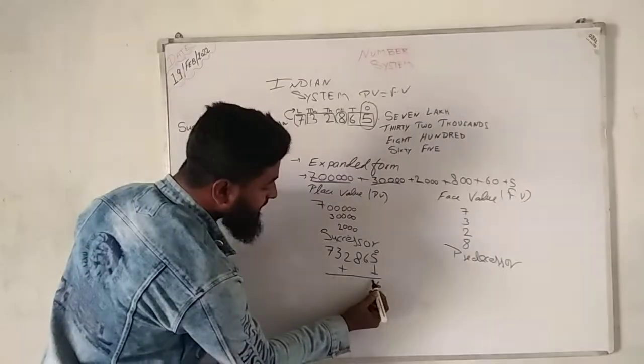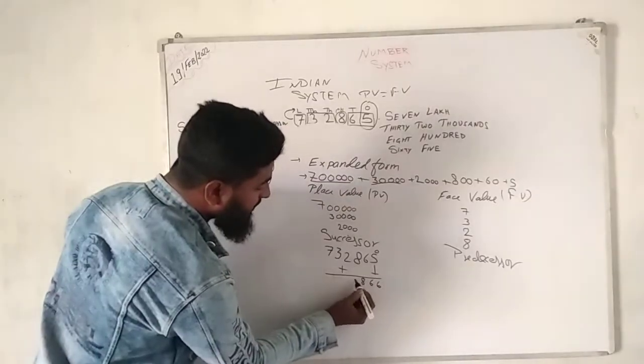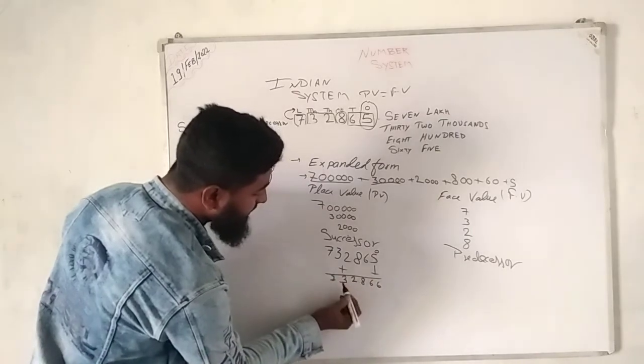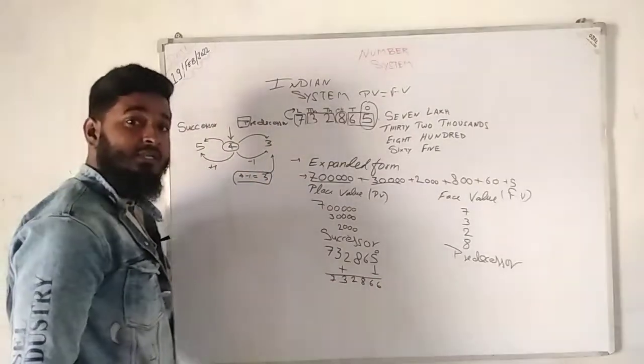5 plus 1 is 6. Now there is nothing below it, bring down the 6. Now it is just here, done. 732866. This is the number. Okay.